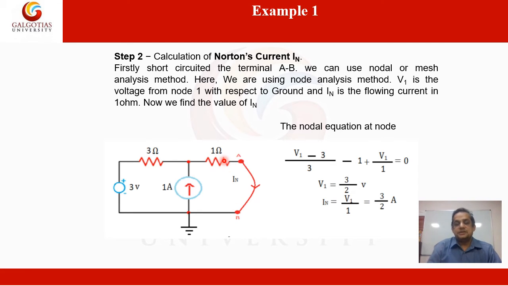The 1 ohm resistance voltage is this one, V1. V1 is equal to 3 by 2. The voltage across the 1 ohm is 3 by 2 volt. Now what is the flow of current in this 1 ohm? We know Ohm's law, V is equal to IR. So I is equal to V upon R. R is 1 and V is 3 by 2. So 3 by 2 upon 1 is 3 by 2 ampere. The flow of current is 3 by 2 ampere.